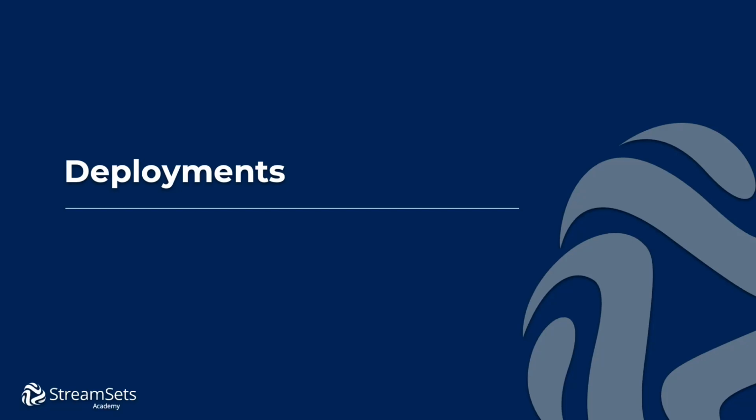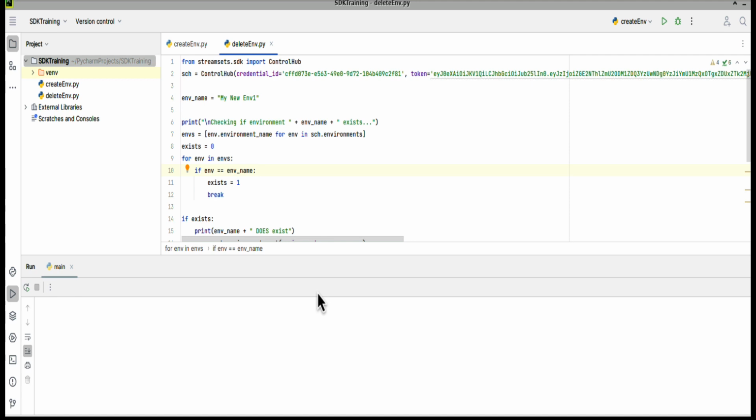In this video, we will create a simple deployment on the simple environment we've created. We'll then improve the deployment code by checking for the existence of deployments on an environment. We'll finally look at deleting deployments. Now we have an environment created. Let's create a deployment in it.